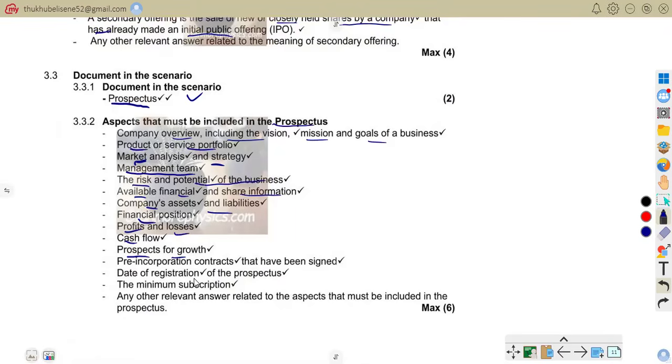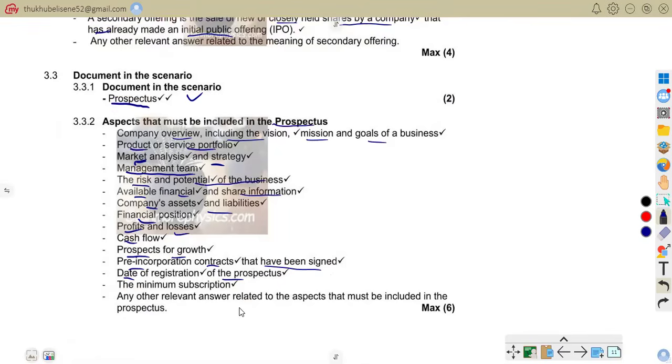Prospects for growth. This shows the future expansion potential of the company. Pre-incorporation contracts that have been signed. Here we are talking about contracts signed before the company was officially registered.